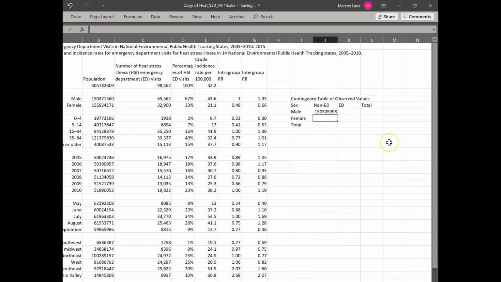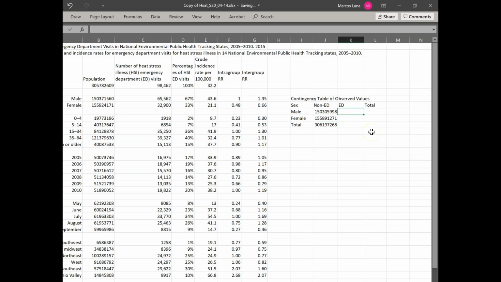The same thing for females. We take the number of females and we subtract out those who ended up in the emergency department. So that's the number who were non-ED, not emergency department. And then the total is just the sum of those two numbers. So this is basically all the people who did not end up in the emergency department out of the total population. Now the number is going to vary a little bit from our numbers over here, and that's just because of the way that I compiled the numbers, it didn't round properly, but it's not going to change our outcome very much.